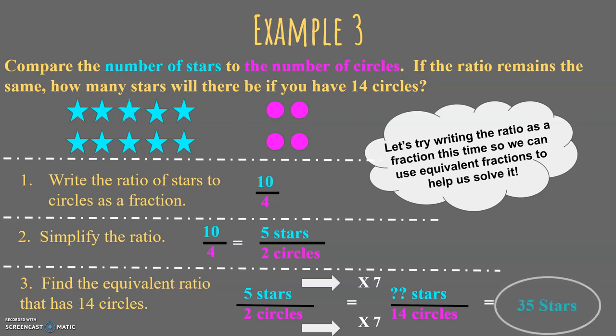How many stars are there? 35, because 5 times 7 is 35. If we have 14 circles, then we will have 35 stars.